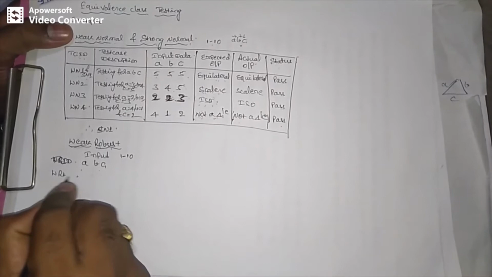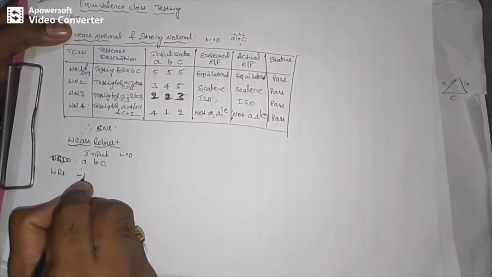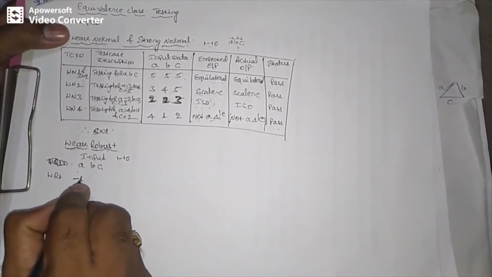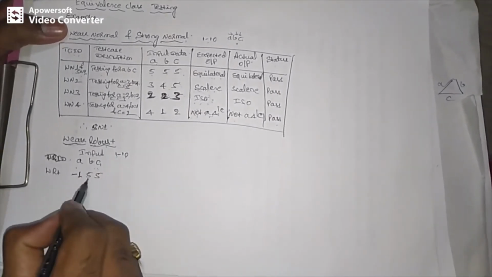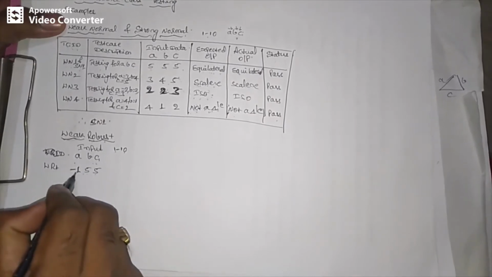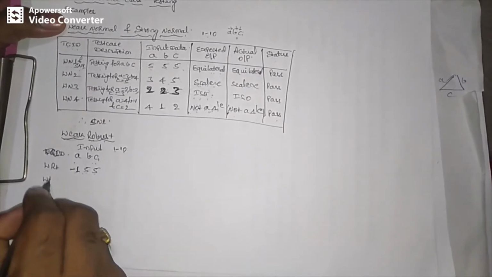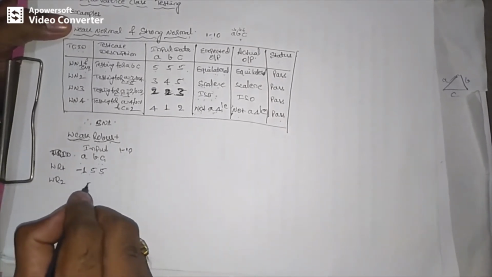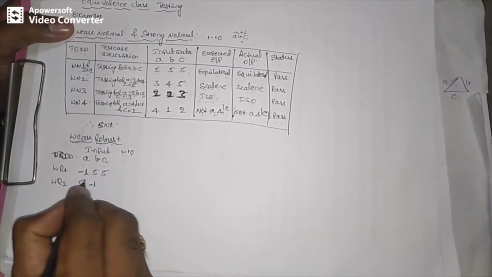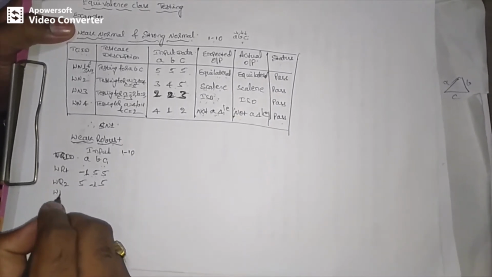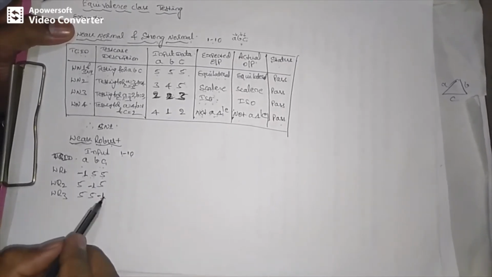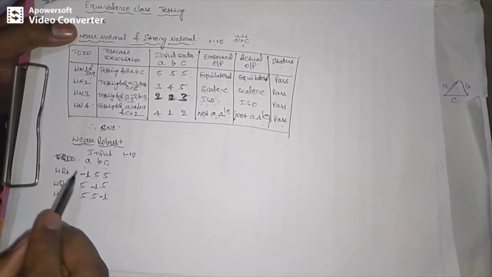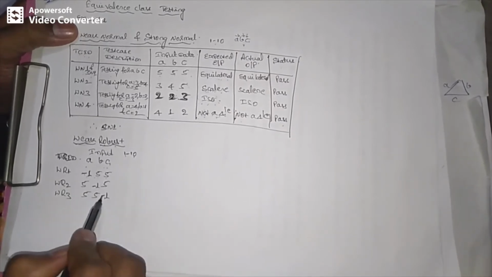For example, WR1: first time A will be minimum minus, and the other two input values should be nominal. Nominal of 1 to 10 is nothing but 5, 5. So now A is done. The next test case: now I need to make B and C invalid. Next time B will be invalid and the other two will be valid. Next time C will be invalid and the other two will be valid. Now you can see -1, -1, -1. This is what we call the single fault assumption.